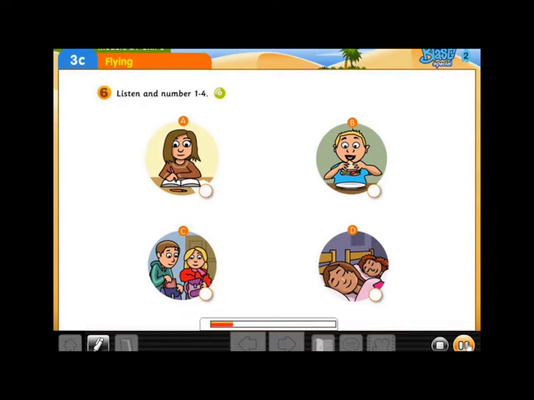1. Is John having lunch? Yes, he is having lunch. He's eating a sandwich. 2. Are Mary and Tom sleeping? No, they aren't. They're getting ready for school. 3. Is Sarah doing her homework? Yes, she is. She's doing her homework. 4. Are Anna and Jenny sleeping? Yes, they are. It's 11 o'clock at night. Oh, they're sleeping.